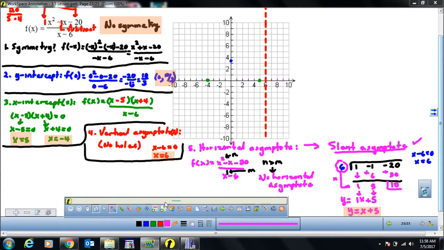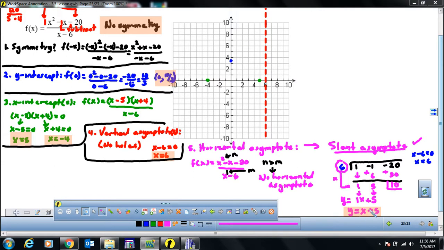So, let's go ahead and graph that slant asymptote, y equals 1x plus 5. Remember, this is a line that has a y-intercept of 5 and a slope of 1 over 1, meaning that it goes up 1 to the right 1, up 1 to the right 1, up 1 to the right 1, and so on. So that's what my slant asymptote right here will look like.